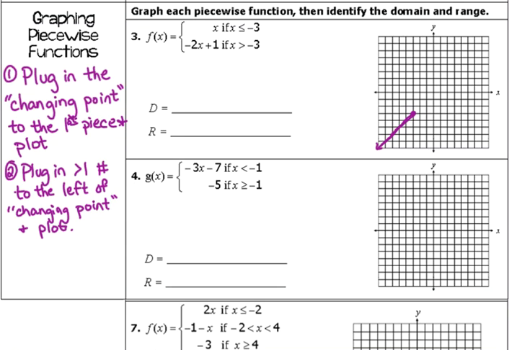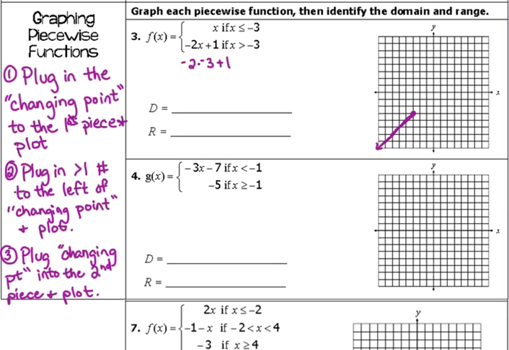So the next step is we're going to plug our changing point into the second piece. Pretty much we're just repeating steps 1 and 2 with the second piece. Okay, so when we plug that into this one, we've got negative 2 times negative 3 plus 1, so that's 6 plus 1, that's 7.